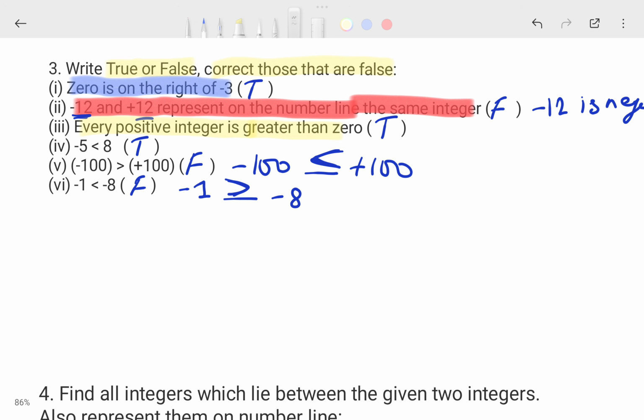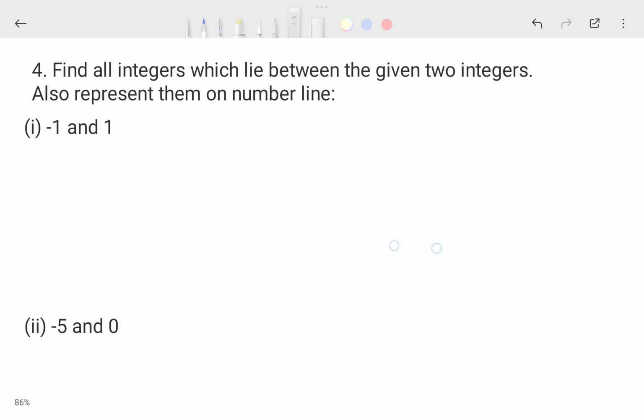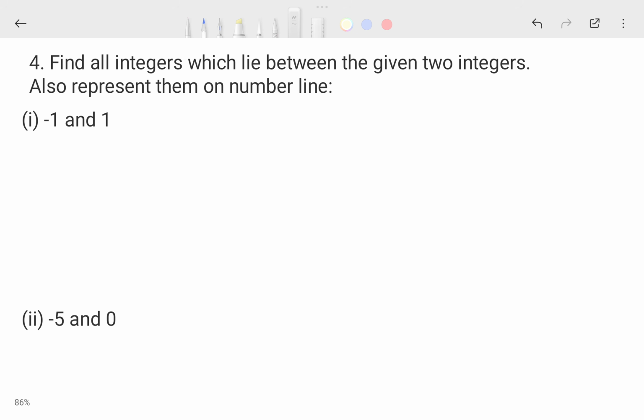Don't be confused about negative or positive. If you understand, it is a very easy chapter. If you are not understanding, then it is going to be difficult. But don't worry, I will try to make this chapter easy for you. Okay? So now let's talk about the fourth question.